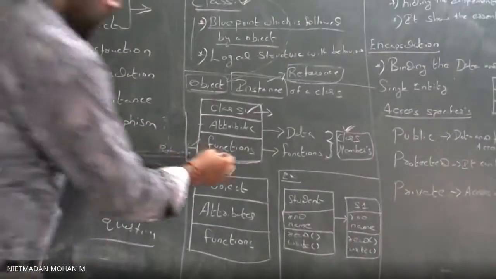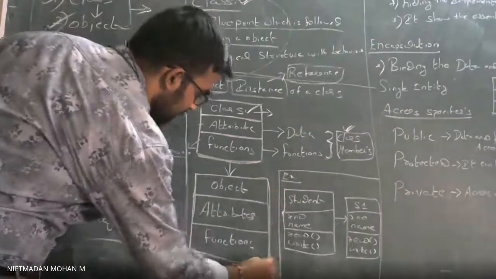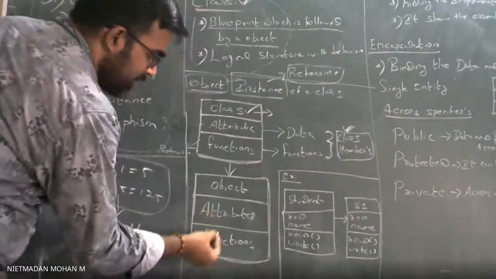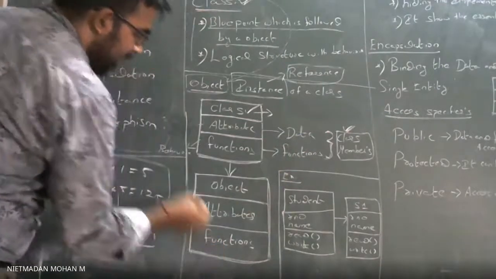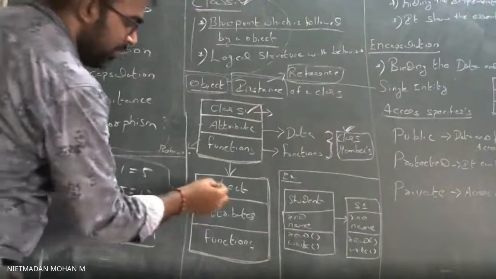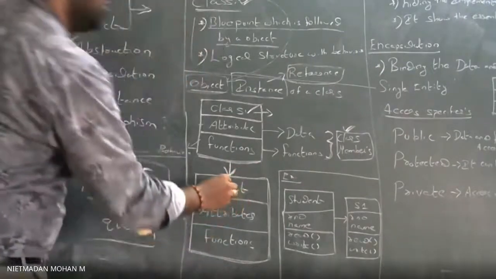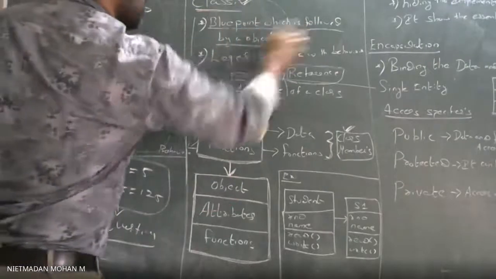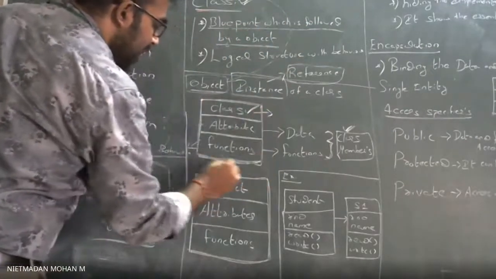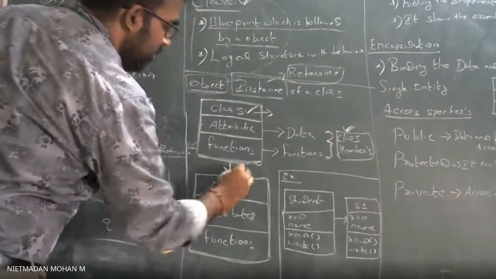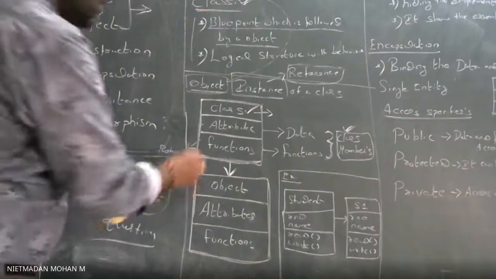Now coming to an object. Here the same thing will be represented: an object name, attributes, and function. Attributes we can call data, and function we can call behavior. Same thing, but from this class the object has been derived. The blueprint is followed by an object. Here we have created a blueprint called class, and in that class we are going to make an object, an instance of the class. Right? So this is the basic structure.